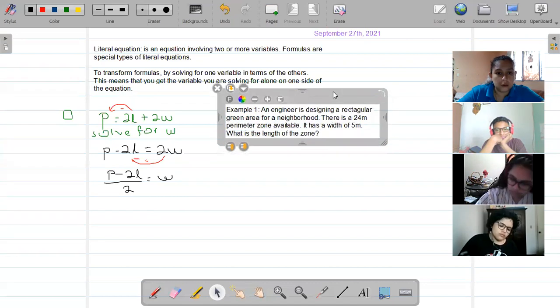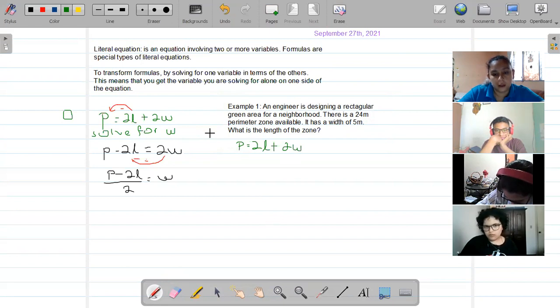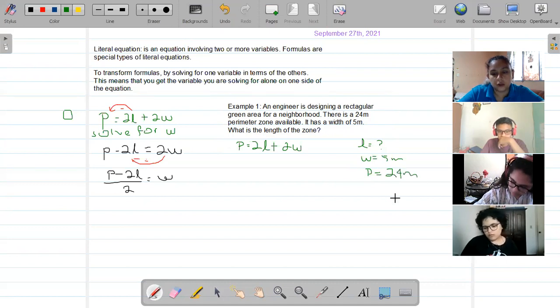So first of all, you need to know the formula of perimeter. We saw this last school year: the perimeter for a rectangle or a square is 2 times the length plus 2 times the width. Now, what am I being asked? I'm being asked for the length. I don't know that. What are they giving me? They're giving me the width, which is 5 meters, and the perimeter, which is 24 meters.